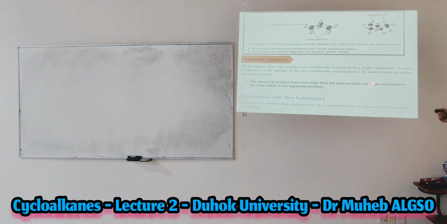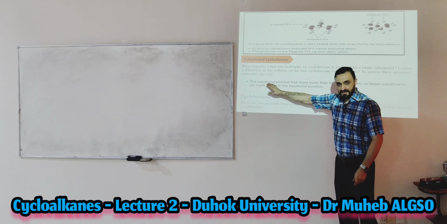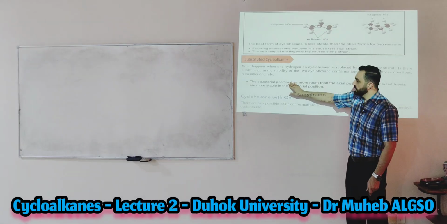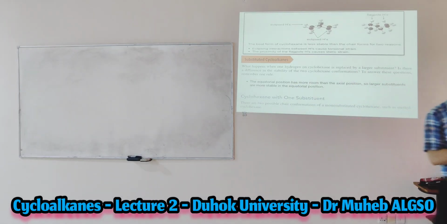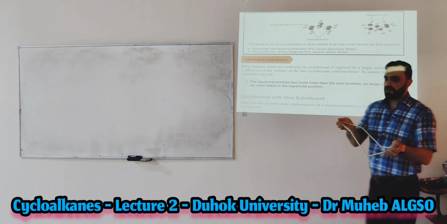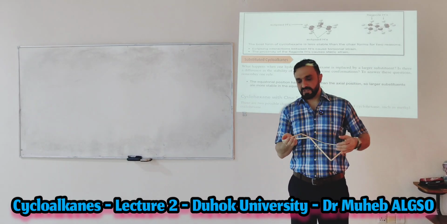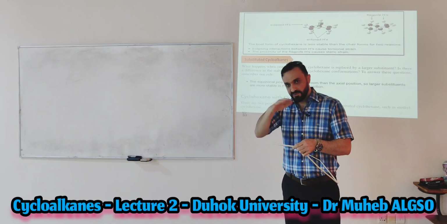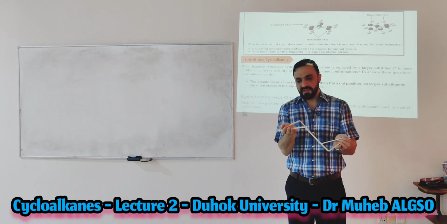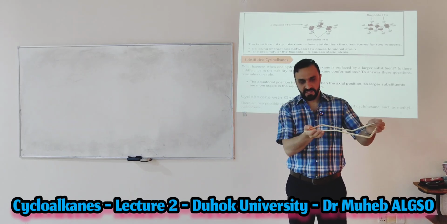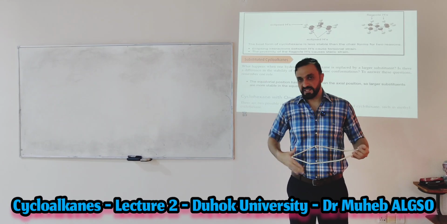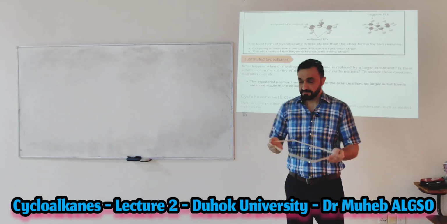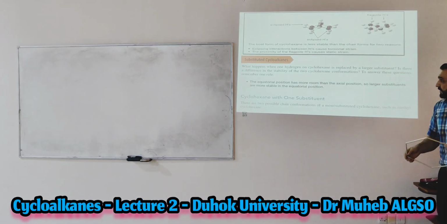Okay, to answer this question, you have to memorize and remember one rule. Always, students, the equatorial position. What does equatorial position mean? If I show you the chair form, where is the equatorial position? For example, here. This is the space here, not to the up. If we say this is the plane of the molecule, that means this is the space here, and this is the space here. This is the equatorial position.